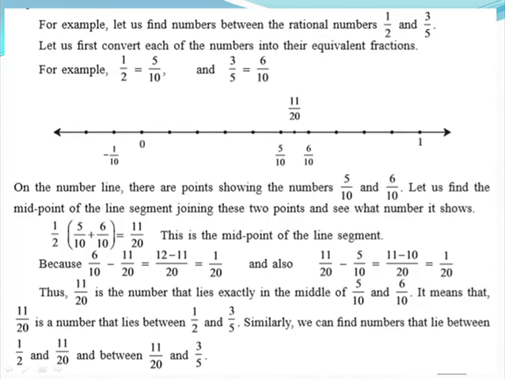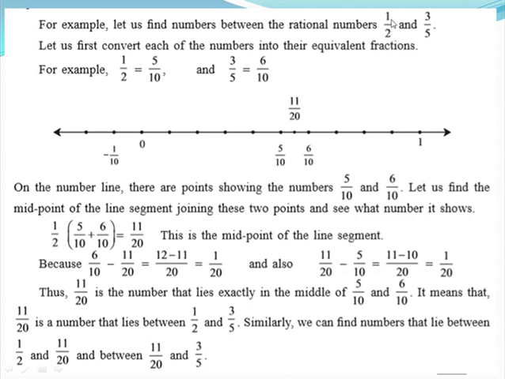Now, solved example second, given on page number 37. For example, let us find numbers between the rational numbers 1 upon 2 and 3 upon 5. Let us first convert each of the numbers into their equivalent fractions. Already we have converted the given numbers into equivalent fractions in the previous example. We have seen how to convert them into equivalent fractions.